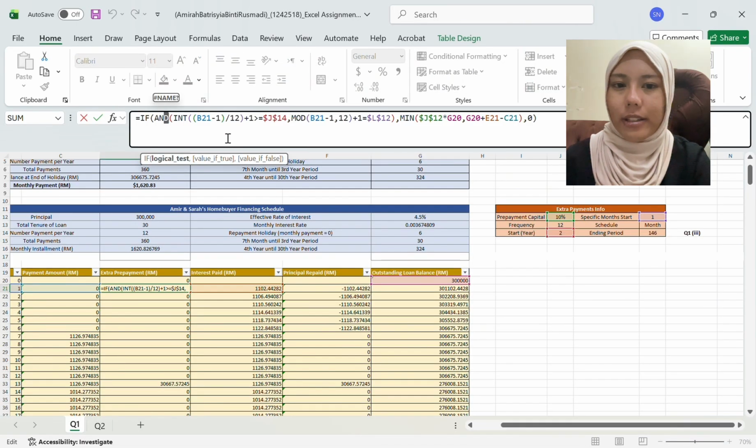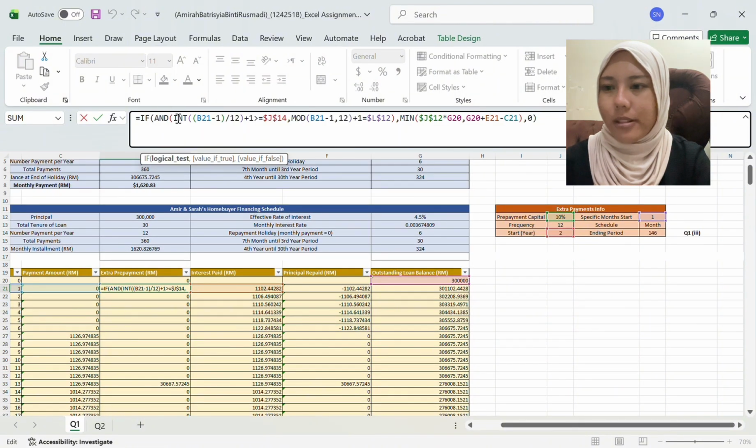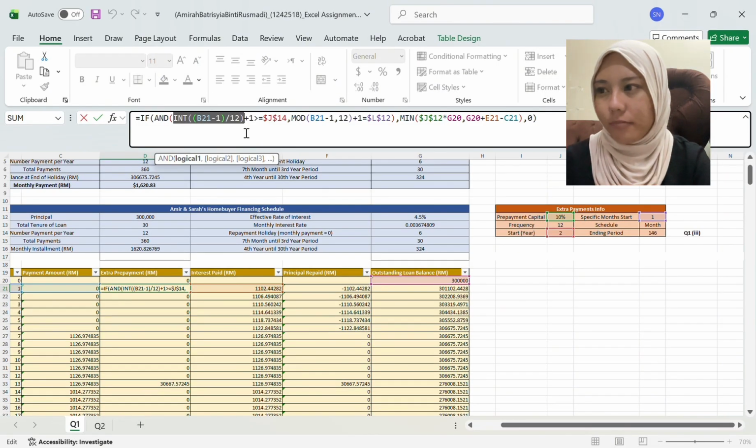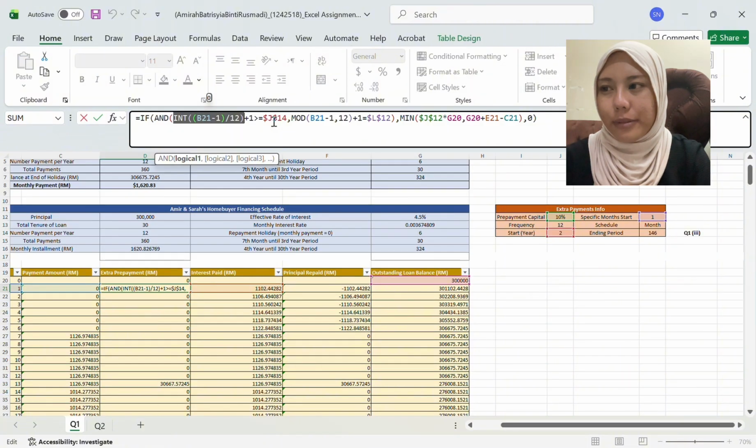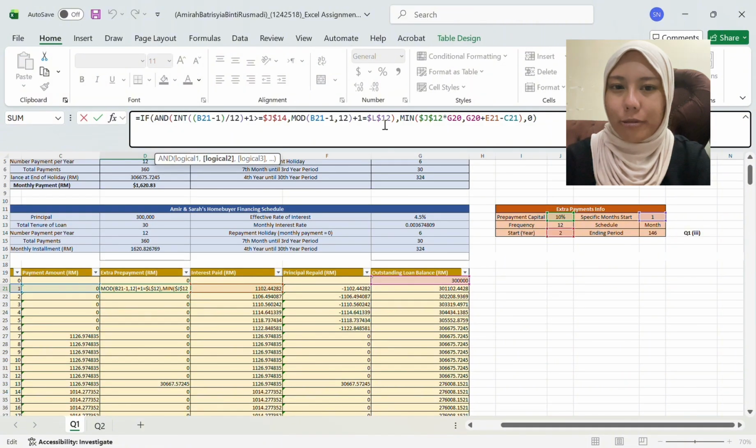Logic checks if the current year is year 2 or later, and then this one over here. And if it is month 1 of the annual cycle here, MOD B21 till 1 here, triggering a 10% prepayment starting at month 13.